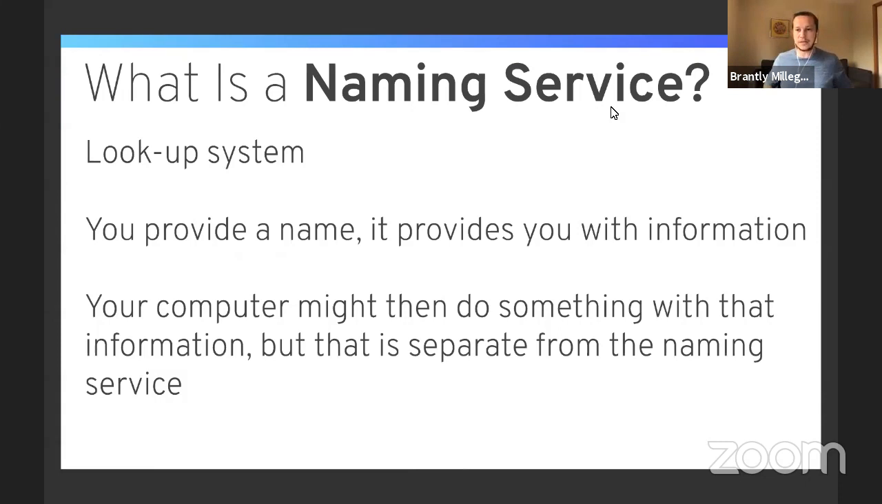So a naming service is just a lookup system. A lot of people overcomplicate this. They think it does a lot more than it really does. You just provide a name, it provides you with information. So your computer then might do something with that information, but that is separate from the naming service. So a naming service just has names, owners, some system for who gets to control the information on that name, and the information attached to that name that you can look up. That's it.